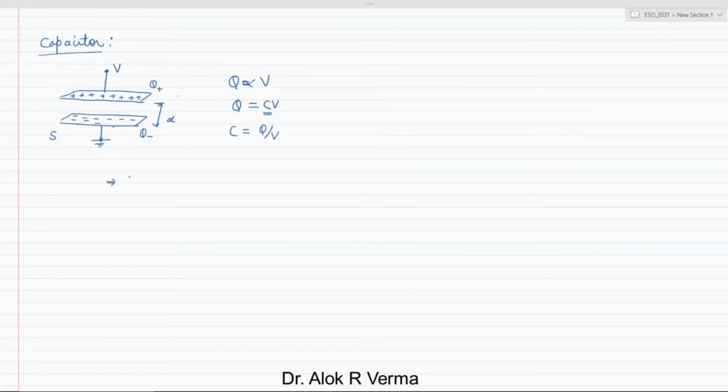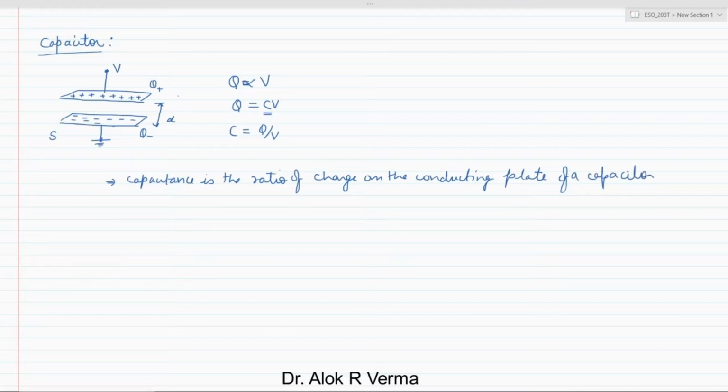So here we can define the capacitance: the ratio of the charge on the conducting plate of a capacitor to the voltage applied across it.